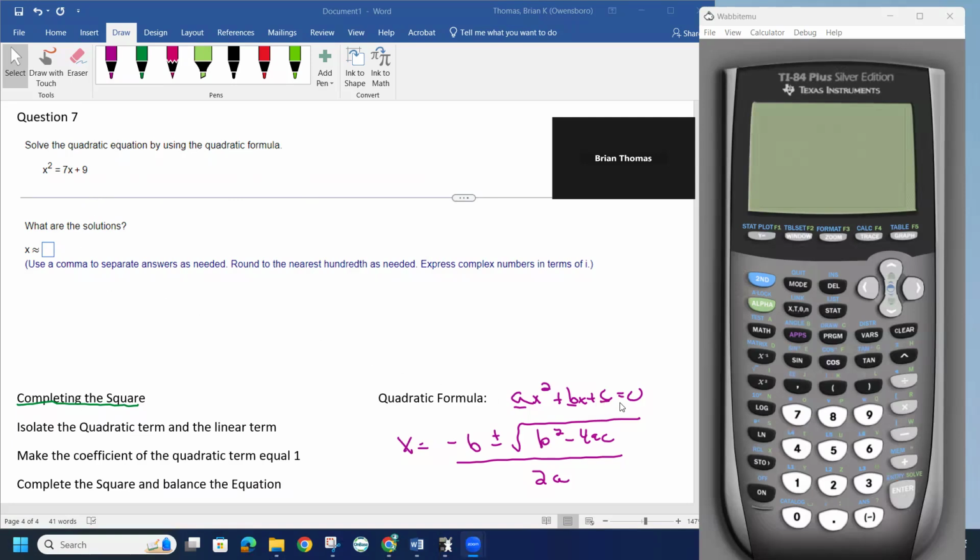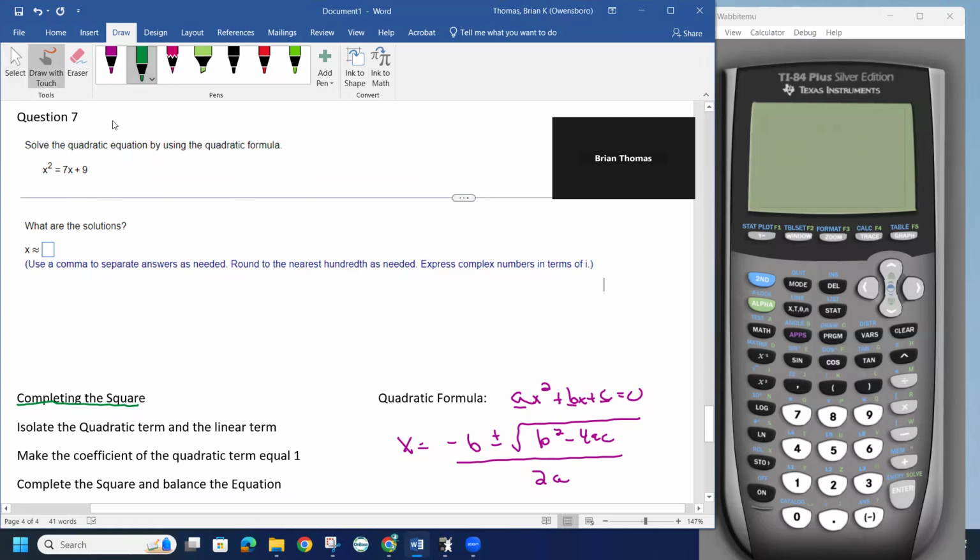Now, to use the quadratic formula, it's got to be set equal to 0. So it looks like the linear term and the constant have to come over to their side. So I first want to rewrite this thing as x squared minus 7x minus 9 is equal to 0. So we just kind of play the hop game. If a term jumps across the equal sign, it has to change sign.